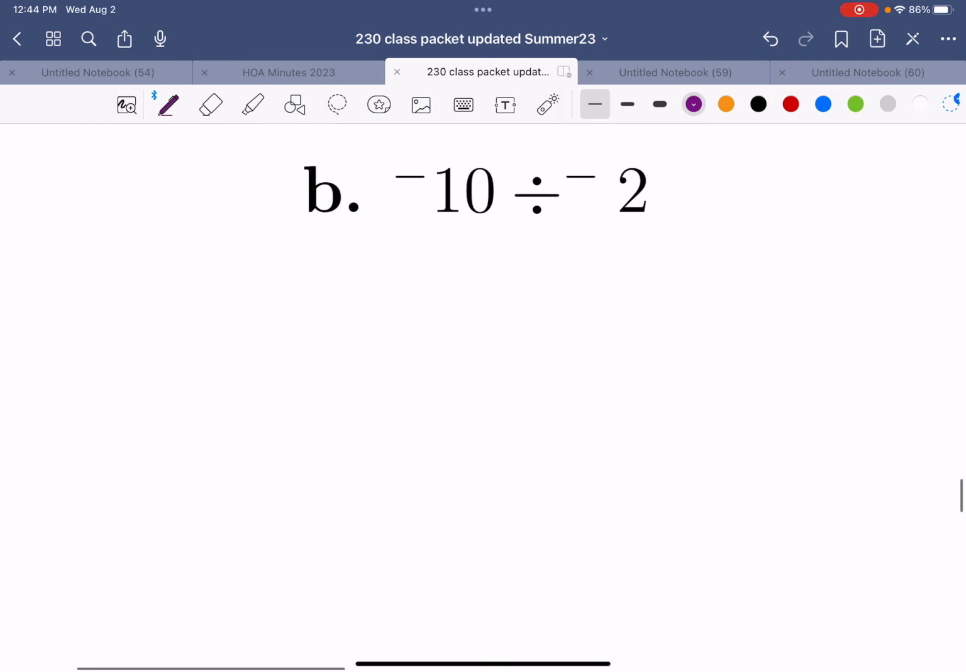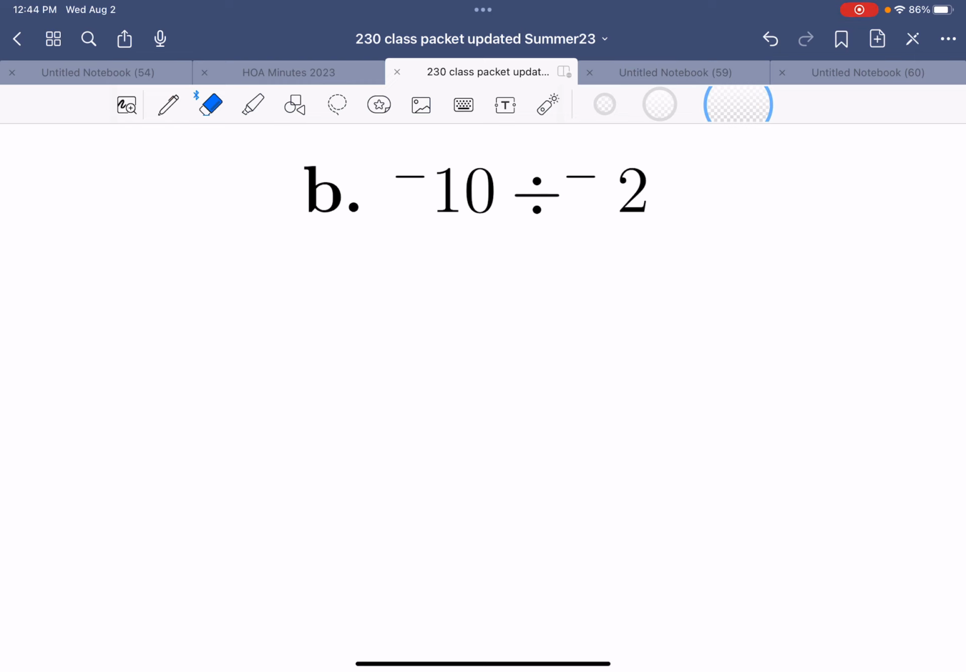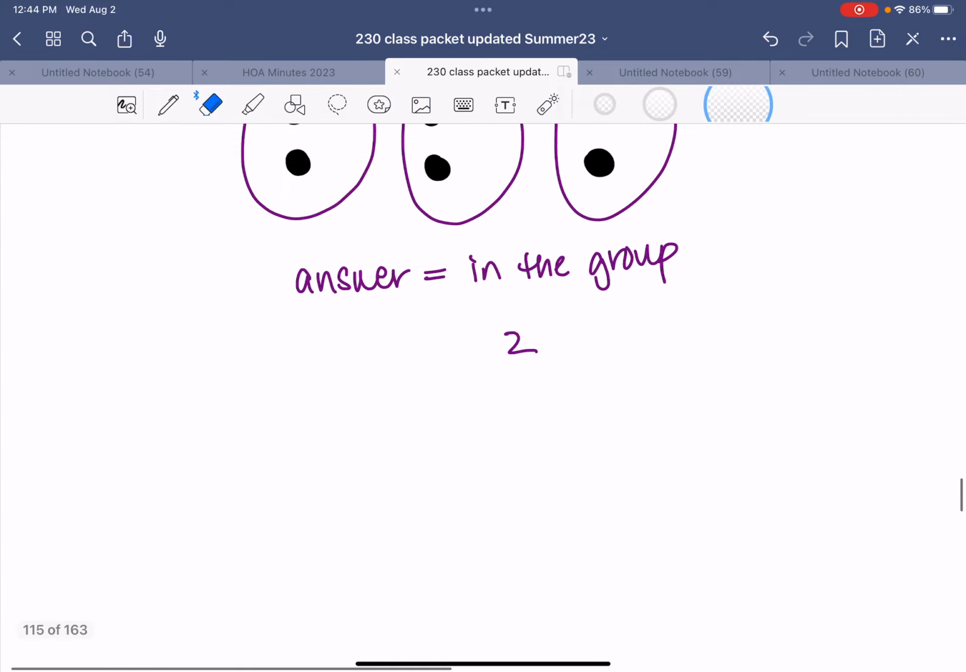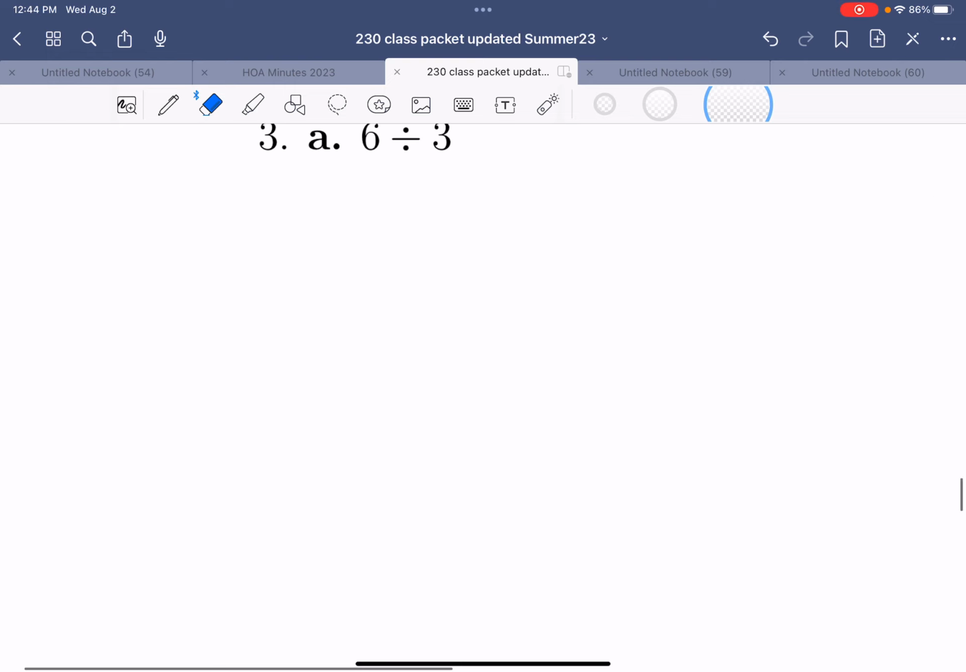Okay, but where this starts to fall apart in particular is this one, right? If you have negative 10 divided by negative 2, that means that you have 10 red chips and you're trying to put them into negative 2 groups. What is a negative 2 group, right? That doesn't make any sense. So we have to kind of abandon the old way, the way that you did whole numbers, and look at it more as the fact that division is the inverse operation of multiplication.